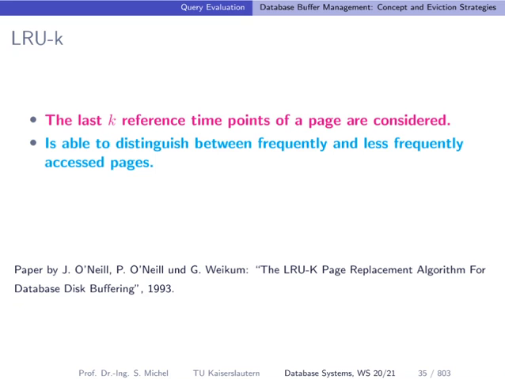The next one is a very famous approach. It's basically a modification to least recently used, where we consider the last k occurrences of a page access. So in LRU we would always look at the latest time when the page was accessed, and here we look at the k-th last reference. This allows us to distinguish between frequently and less frequently accessed pages.